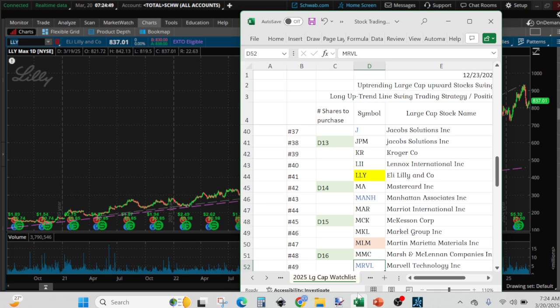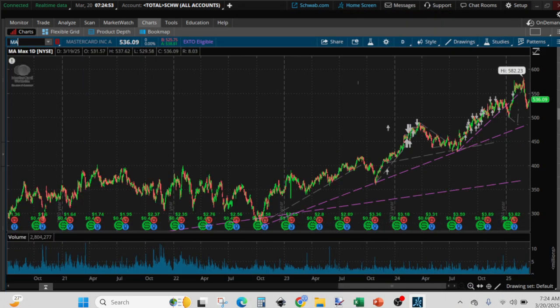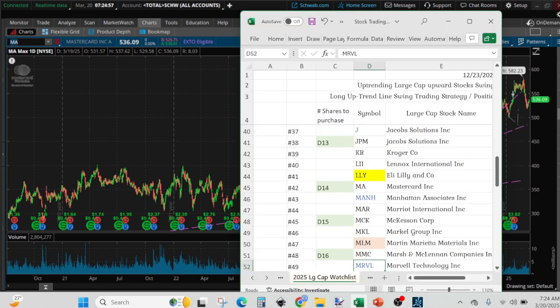The next one is MA. MA is far from the trend line. The trend line will be this one. MANH.